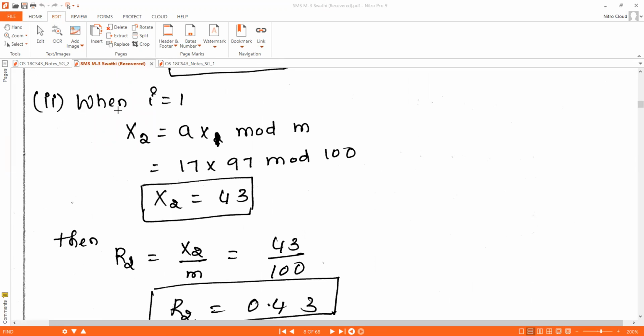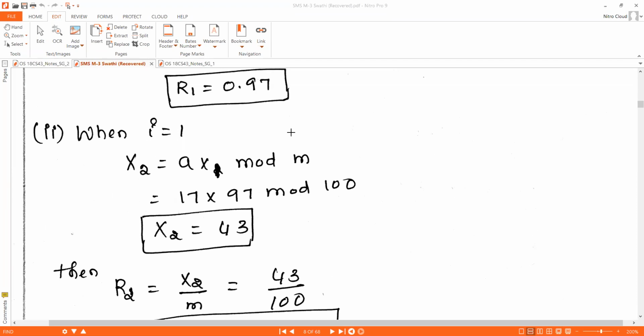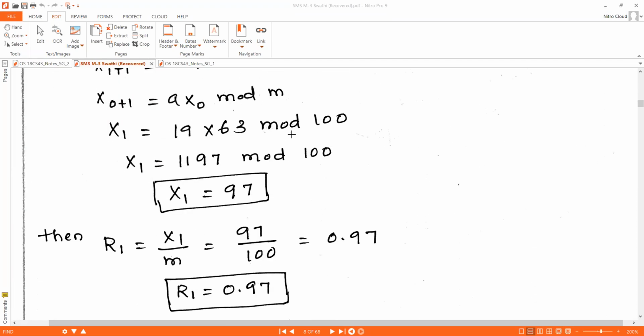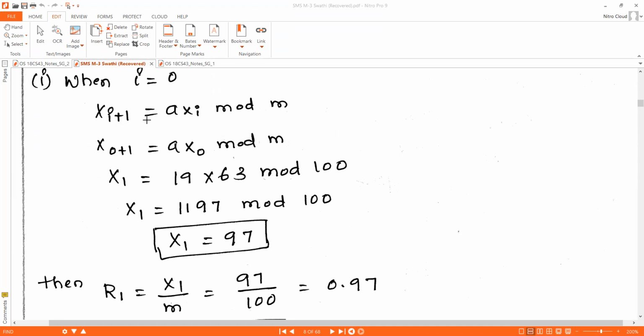Now, when i equals 1, we need to find the x value. Substitute 1 in the formula: x(i+1) equals a into xi mod m.